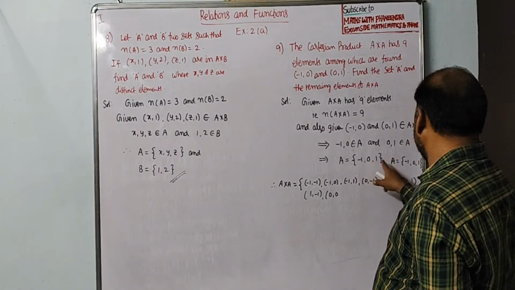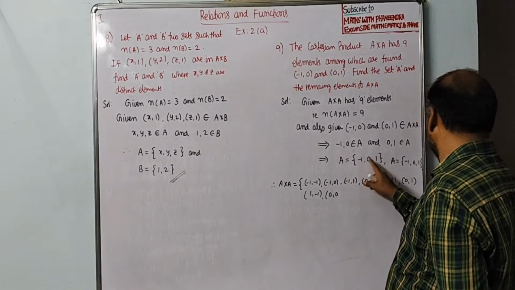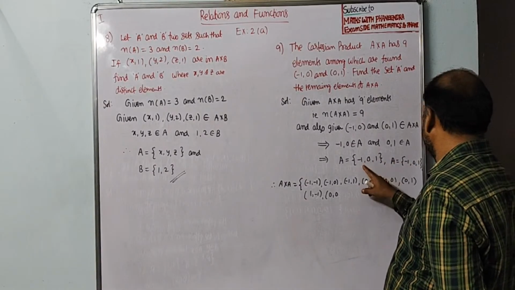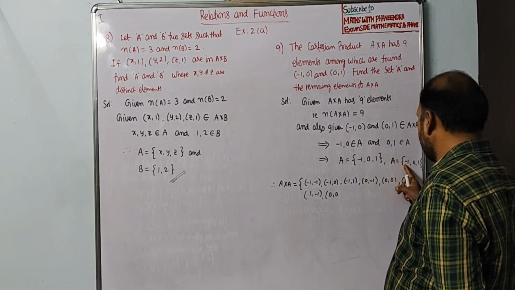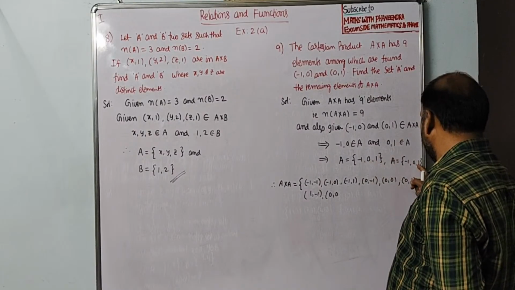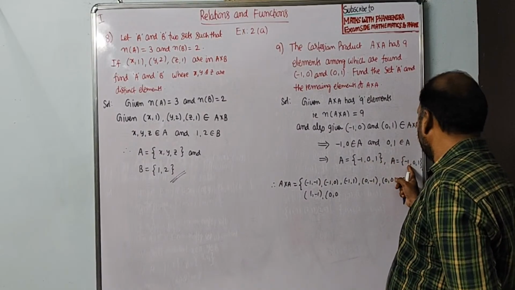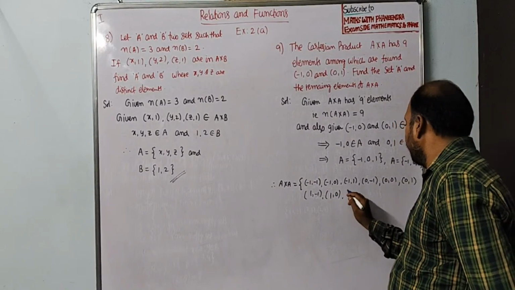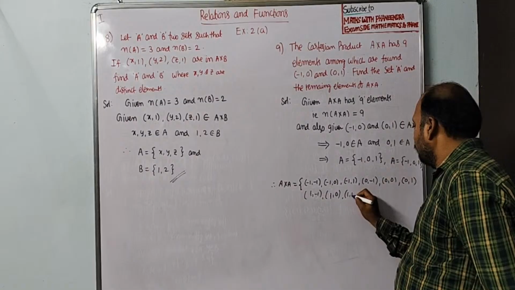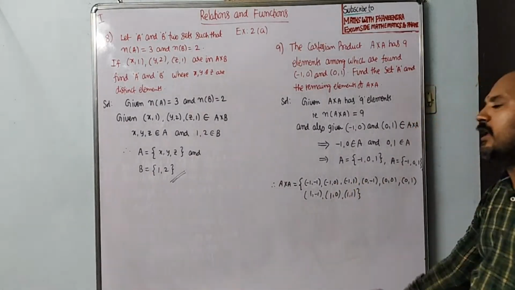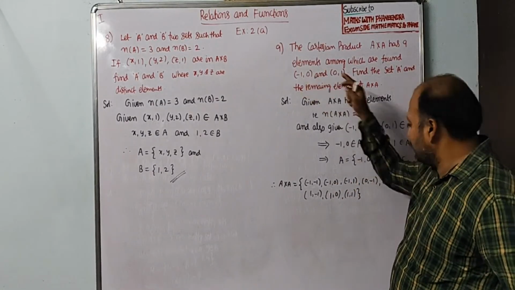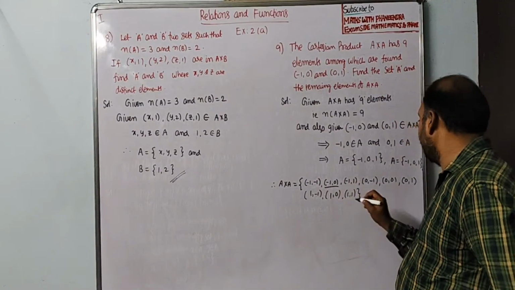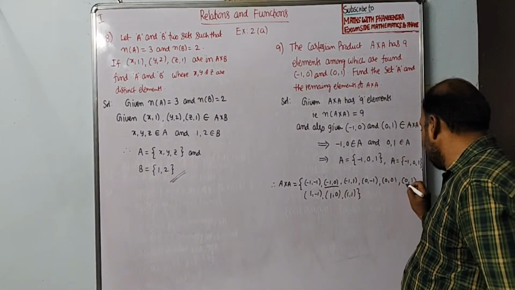One minute, dear students. So these two are completed, meaning (0, -1), (0, 0), (0, 1) are completed. Next (1, -1). Next (1, 0), sorry, (1, 0). Next (1, 1). So these are the 9 elements. (-1, 0) and (0, 1).